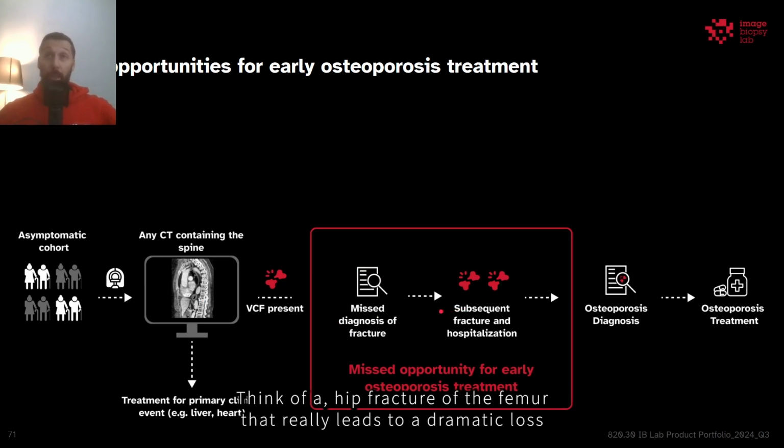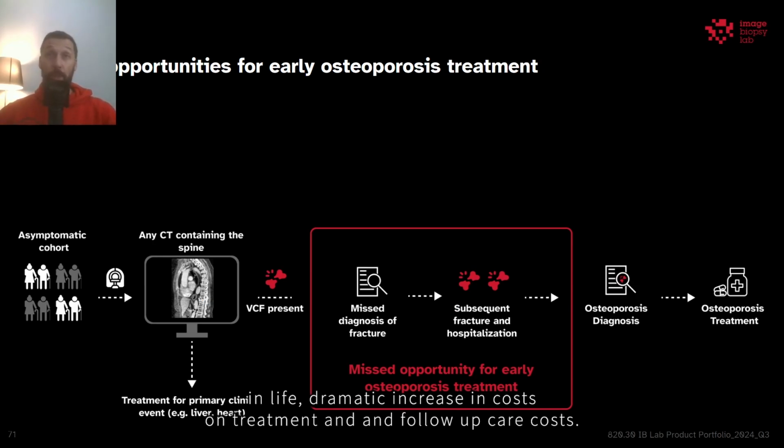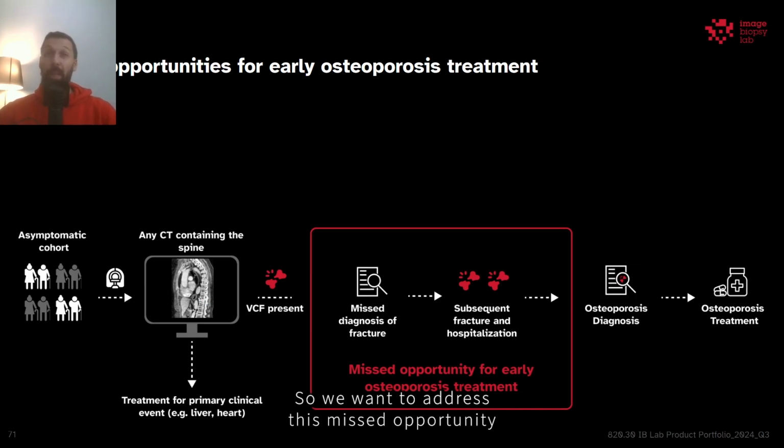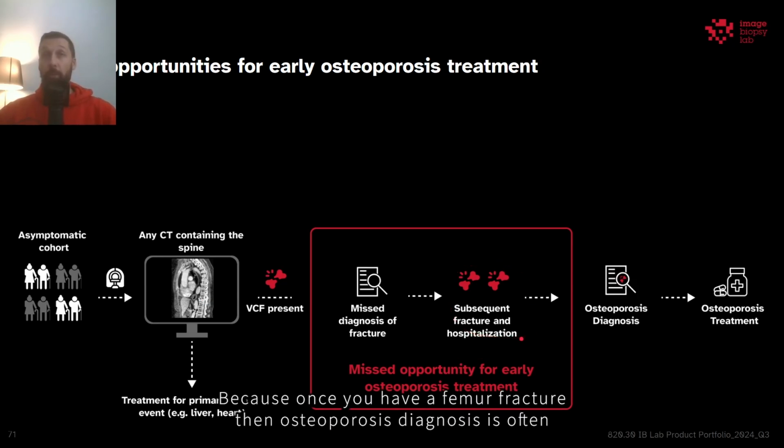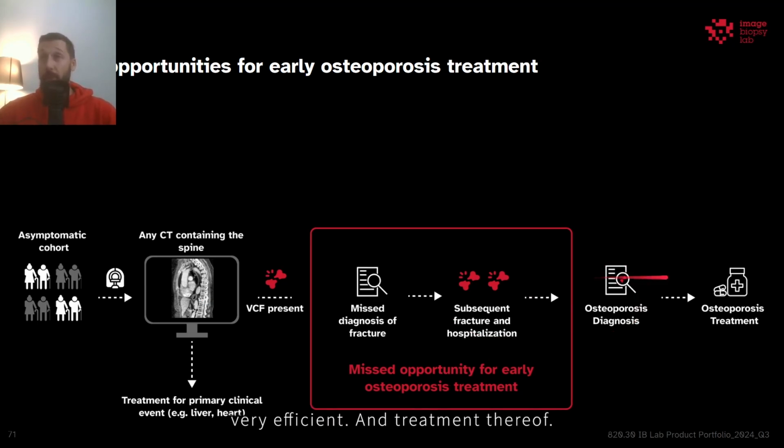Think of a hip fracture of the femur that really leads to a dramatic loss in life, dramatic increase in costs on treatment and follow-up care costs. So we want to address this missed opportunity for an early osteoporosis treatment, because once you have a femur fracture, then osteoporosis diagnosis is often very efficient and treatment thereof. However, we want to address this problem earlier, and I'm going to show you how.